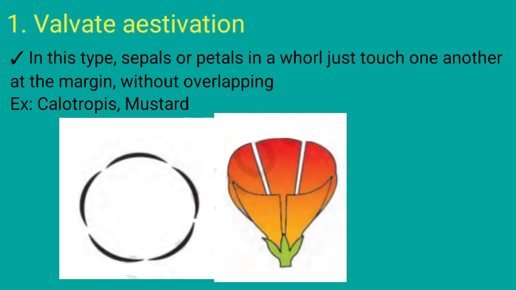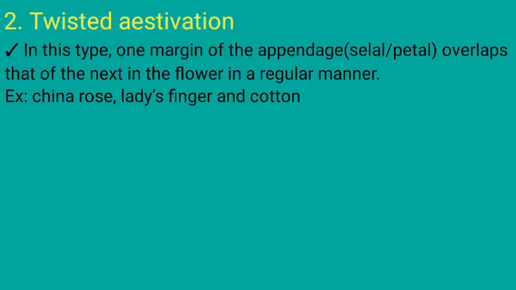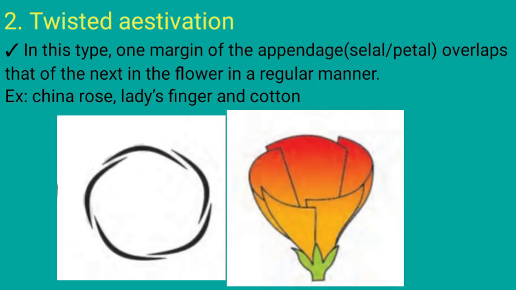Number 1, valvate estivation. In this type, sepals or petals in a whorl just touch one another at the margin without any overlapping. Example, calotropis and mustard. See the diagrammatic representation. In that also, sepals or petals just contact each other without any overlaps. See this diagram carefully.